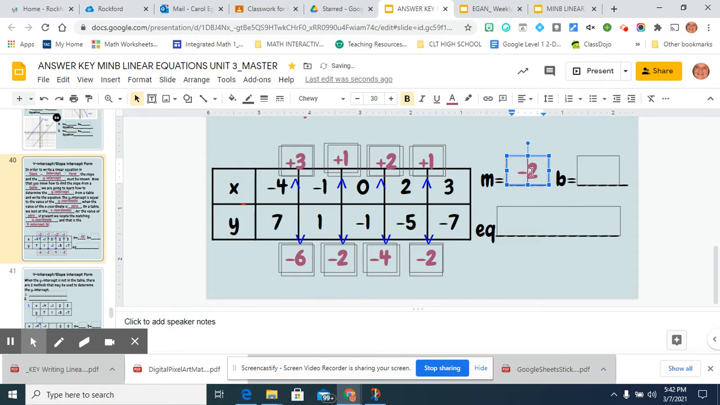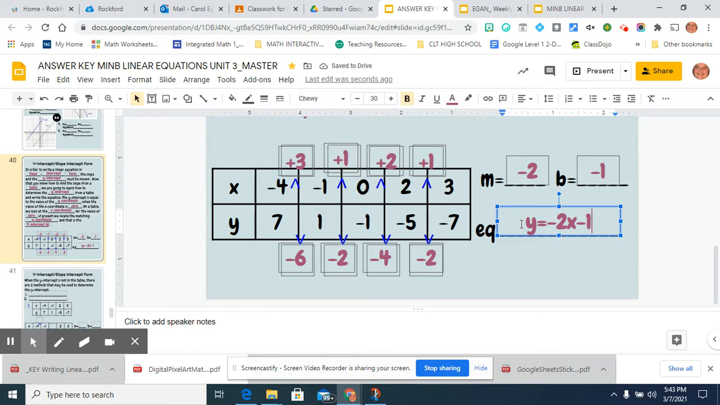Nope, -2, not 32. Then, as we said, we look at our x-coordinates and we find if there is a value of 0. In this case, there's a value of 0. Its matching y-coordinate is -1. So the b is -1. Now I write the equation in y equals mx plus b form. So y equals, my m is -2. That's the coefficient of x. And my b is -1. So I can write that as subtracting 1.